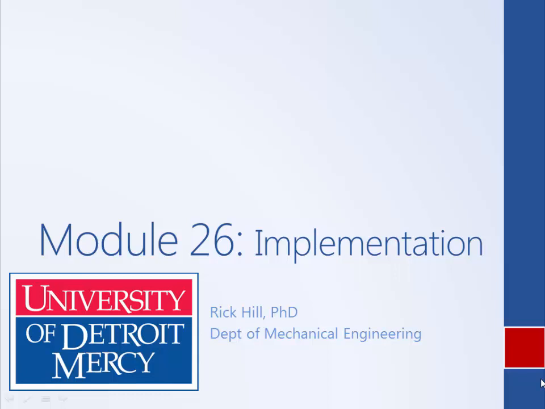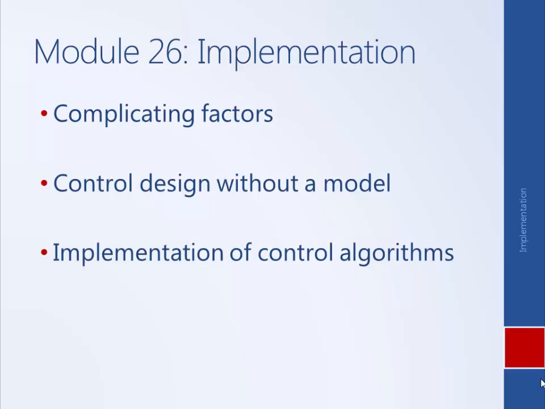In this module, we discuss how to implement the control systems we've been designing. So far in this course, we've been designing control systems in an idealized setting without consideration of their actual implementation. So in this module, we'll discuss how to do that. In particular, we'll discuss some complicating factors that arise when we implement something in the real world.